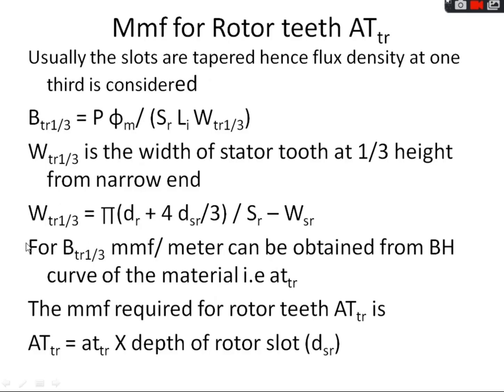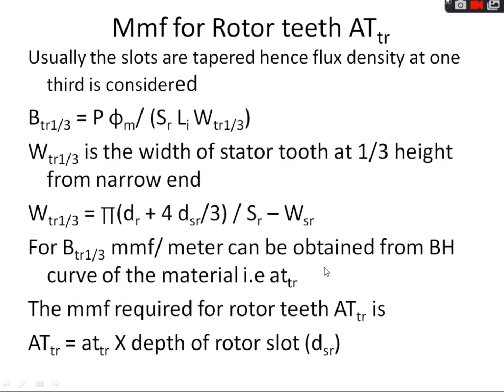We are calculating the width because the flux density will be maximum at that particular place. Once we know the maximum flux density at that 1/3 distance, we can again choose the material, and from the BH curve of that material we can calculate the ampere turns per meter.